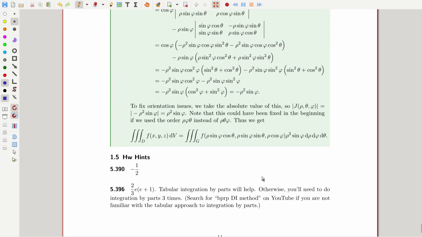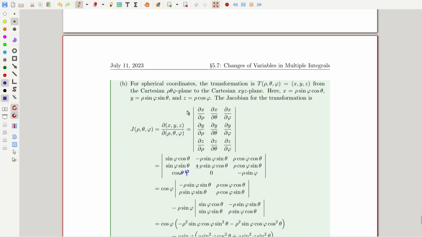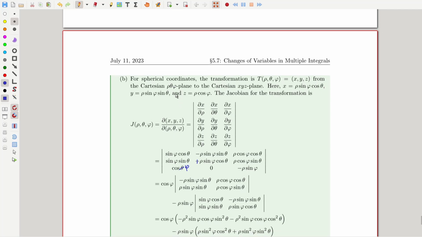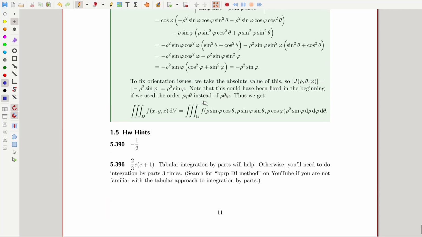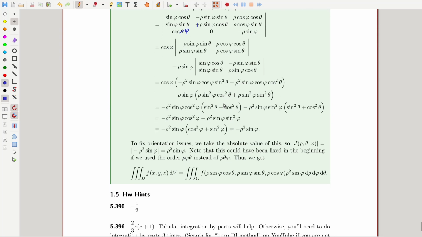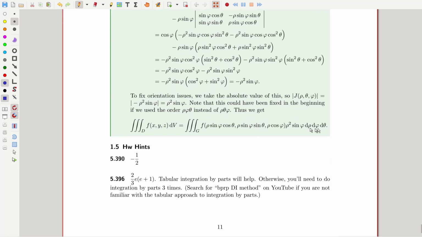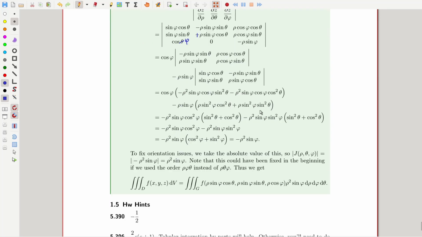Or wait, no, I think, did I reverse it? Oh, no, no. So, yeah, this computation was done with rho theta phi. I think it should be done rho phi theta. Yeah, rho phi theta. D rho d phi d theta is the standard way that you would write an integral in spherical. So I believe that there's a reason for that, which is to do with the fact that that corrects the orientation error that shows up with this transformation.